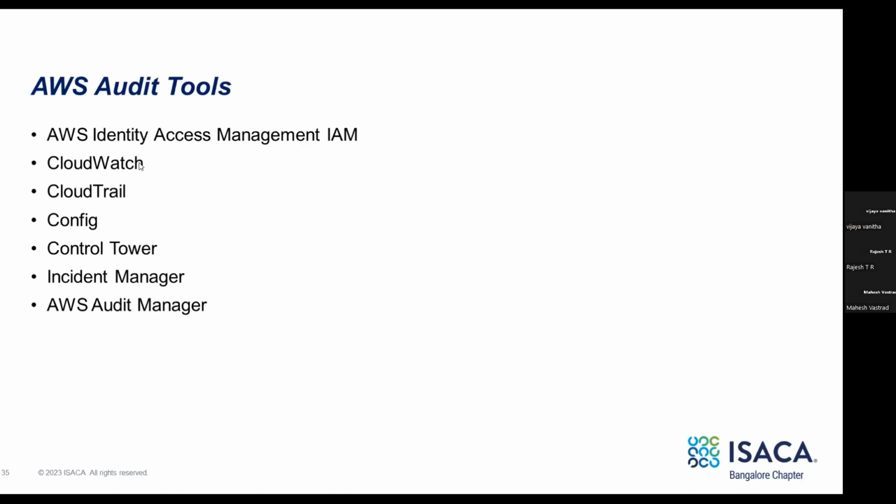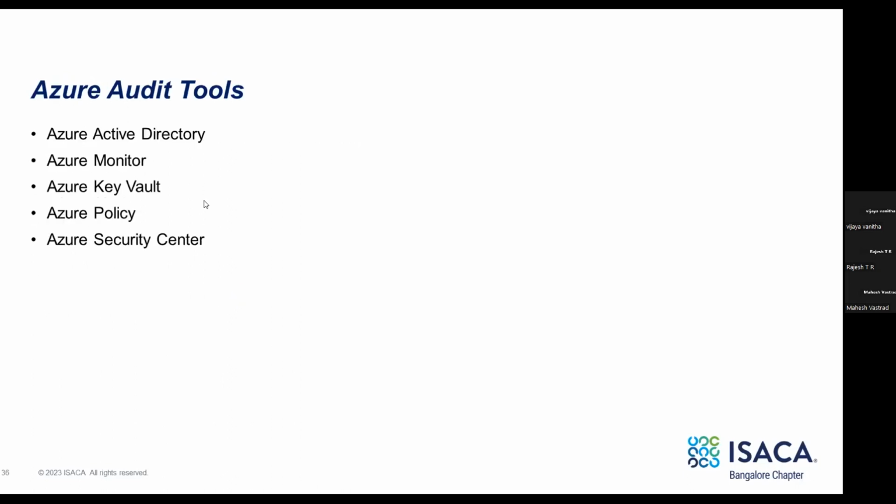When it comes to cloud or multi-cloud platforms, we have different tools, not traditional ones, to do the auditing. In AWS: Identity and Access Management (IAM), CloudWatch, CloudTrail, Config, Control Tower, Incident Management, and Audit Manager. In Azure audit tools, we have Active Directory, Monitor, Key Vault, Azure Policy, and Security Center. These are the major audit tools, not all. We have mentioned only a few major audit tools here.